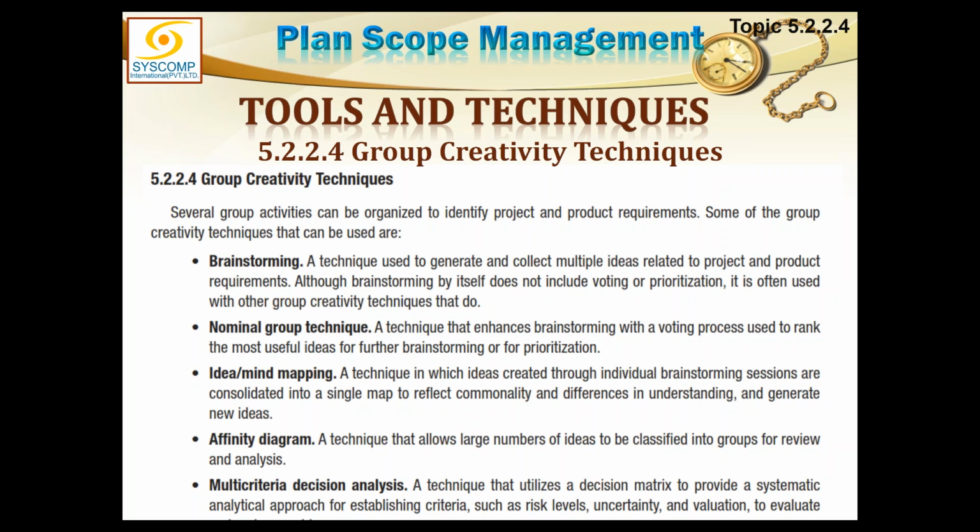Multi-criteria decision making, this is kind of a weighted average kind of technique that utilizes a decision matrix to provide a systematic and analytical approach for establishing criteria such as risk levels, uncertainty, valuation. So they establish criteria, this much marks for this, this much marks for that, and their weightage could be different, and everybody again votes for that, and ultimately the summary of all that is multi-criteria decision analysis. Like we do in procurements, when we are evaluating our contractors, subcontractors, or to-be subcontractors, then we are doing a multi-criteria decision analysis.